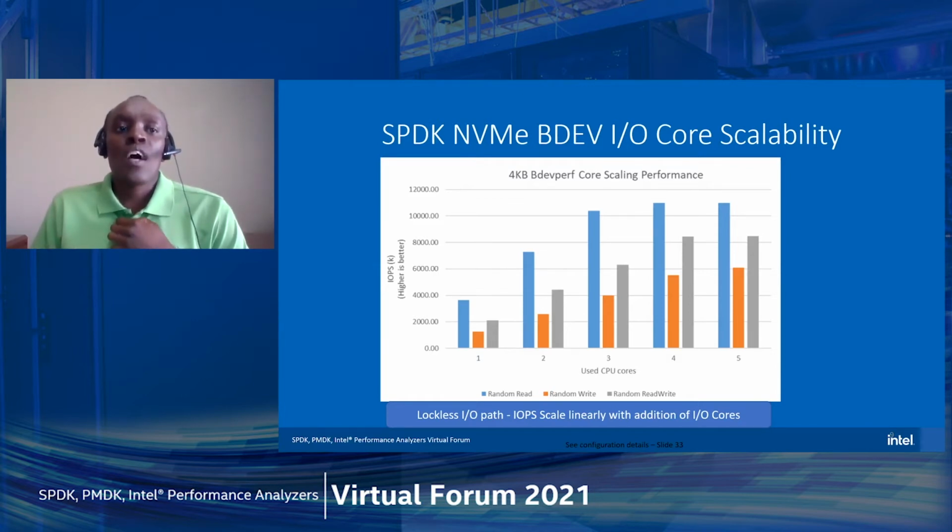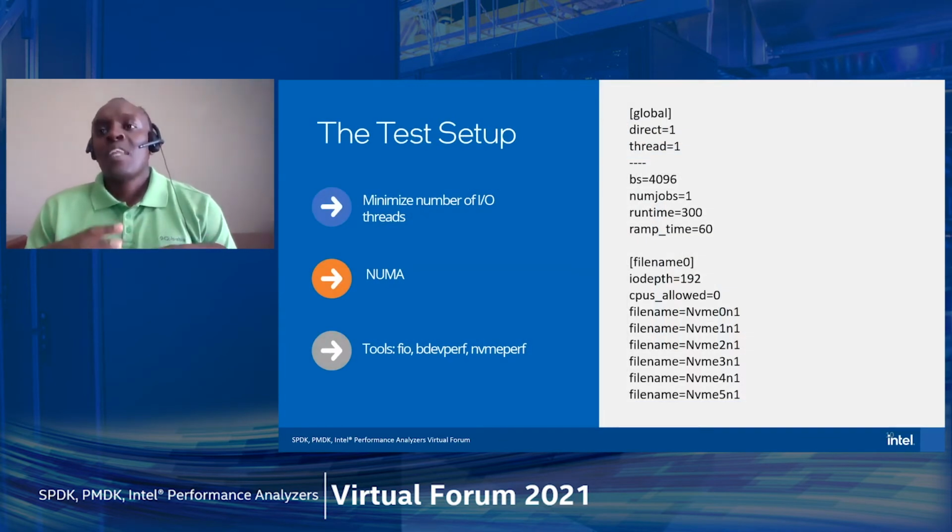For the other 2 workloads, the random write workload and the mixed workload, the 70% random read and 30% random write workload, we see linear scaling as we increase the IO cores from 1 all the way to 4. And then the performance peaks at 4 cores for the mixed workload and 5 cores for the random write workload. And that's limited by the storage.